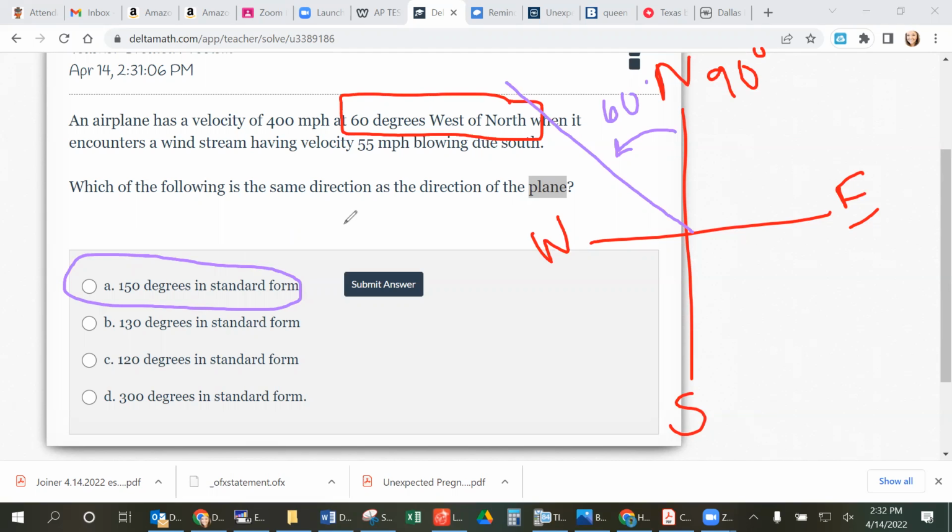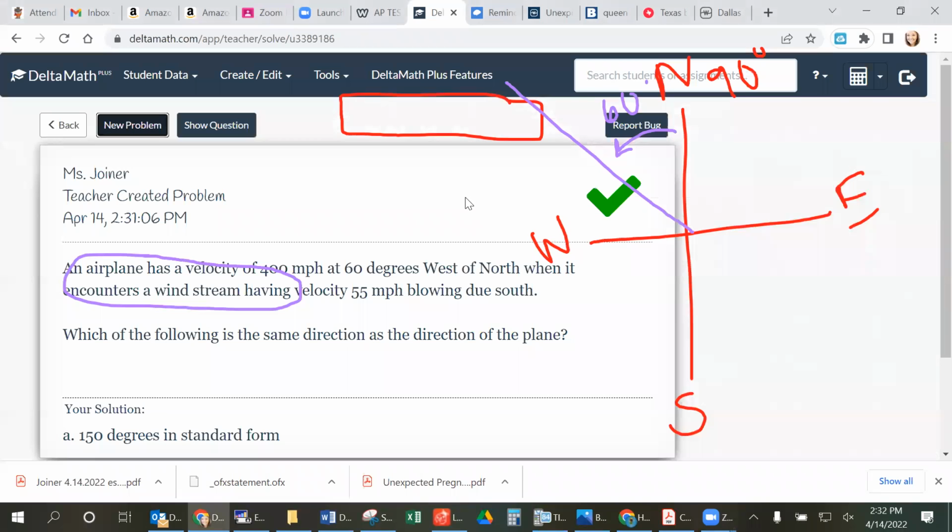So everybody's picking answer A for 5A. And then we're going to go on. Good? Answer A, 150. Submit answer. Great, we got it right.